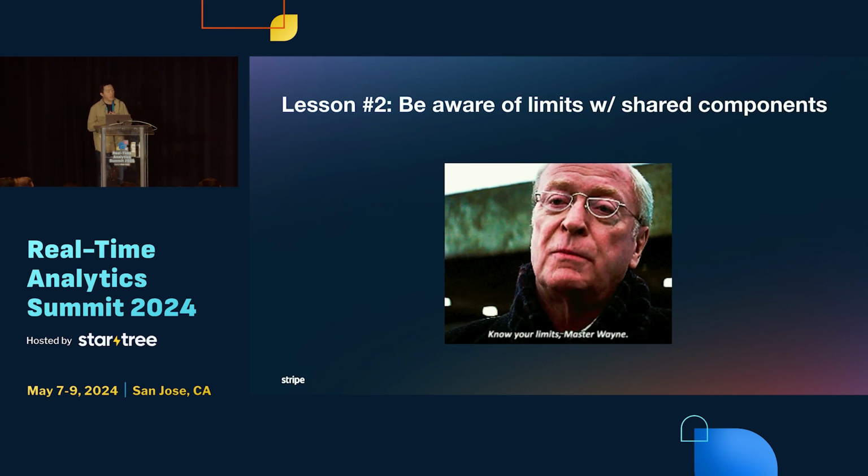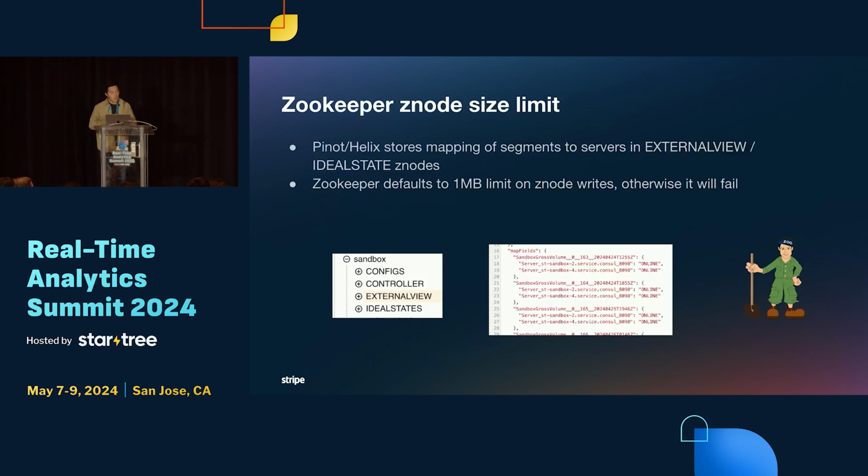For our second lesson, be aware of limits with shared components. We've hit a lot of interesting scaling limits, I think, over the past few years that I wanted to share. So with some of our largest tables, one of the first few limits we ran into was with Zookeeper znode sizes. Our largest tables had grown to well over 100,000 segments.